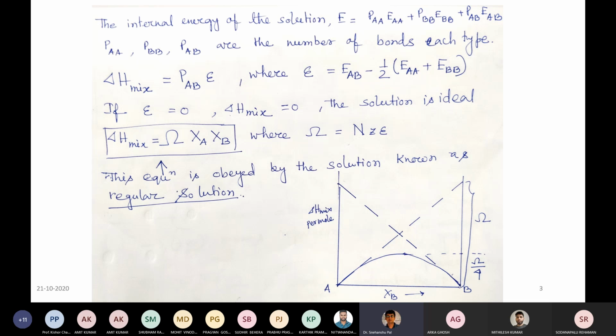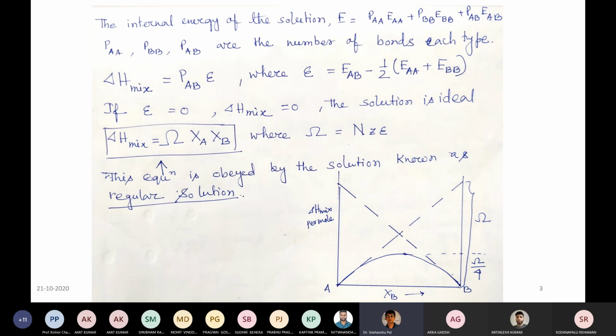So if the bond energy of EAB is equal to the average of the bond energies of AA and BB bonds, then the scenario again comes to a condition where ideal solution behavior prevails. So in this case, the atoms are completely randomly arranged. That is a very important physics-based interpretation of such a mathematical expression. What is that? The atoms are completely randomly arranged.